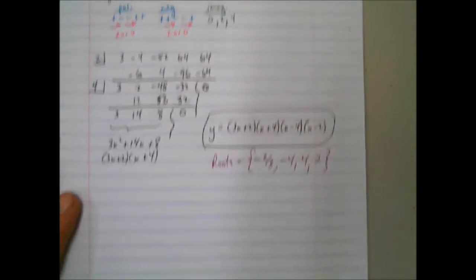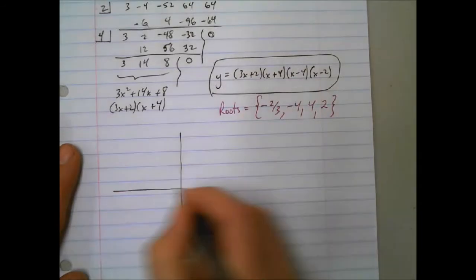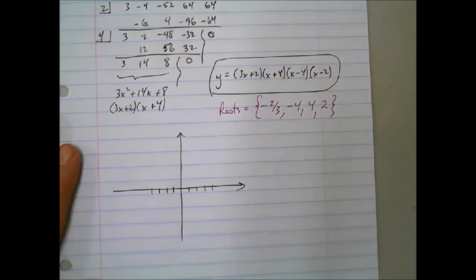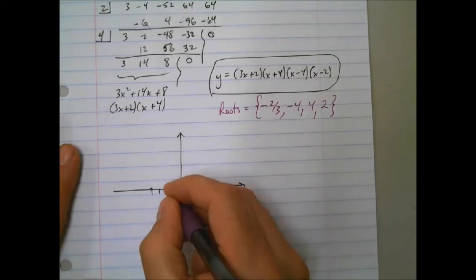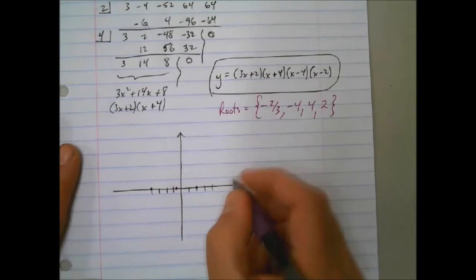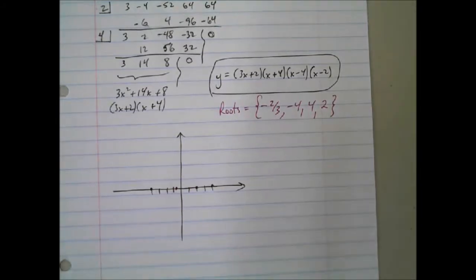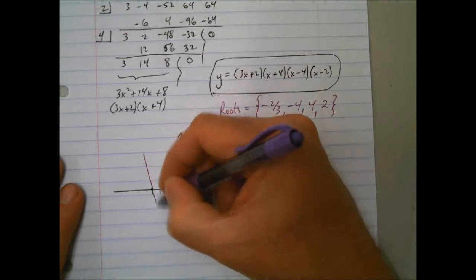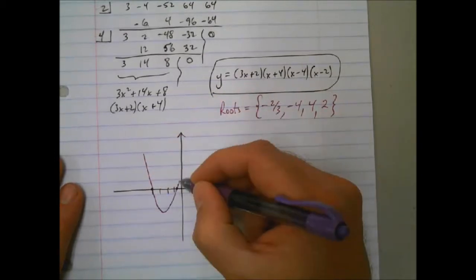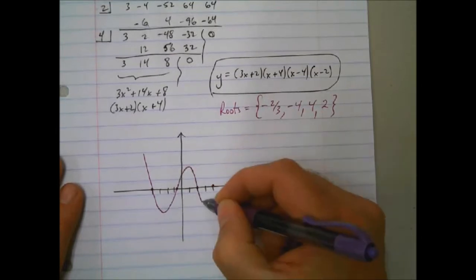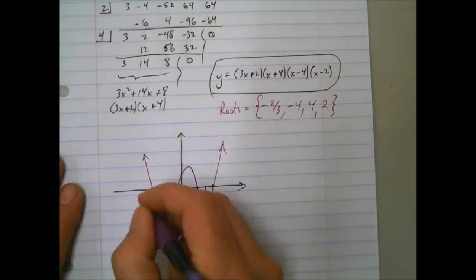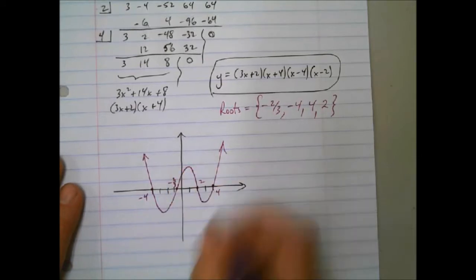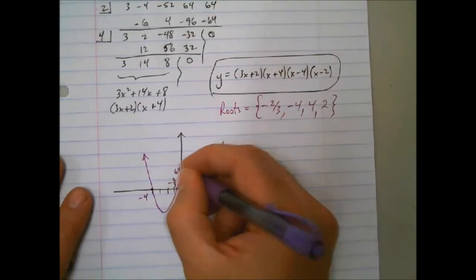Okay, moving on. By the way, sketching. Okay, remember it started high and it ends high, and all these have multiplicity 1, so they all go through. So it starts high, goes through, goes through, goes through, goes through, ends high, label all the intercepts. Don't forget the y-intercept. The y-intercept is 64, and that's good.